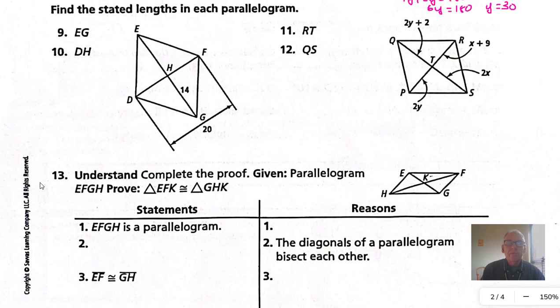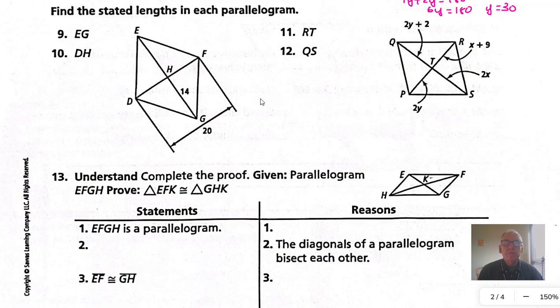Let's look at 9 and 10. We want to find these lengths now. So let's see. So we have a parallelogram. This diagonal is 14. Since diagonals bisect, that also needs to be 14.